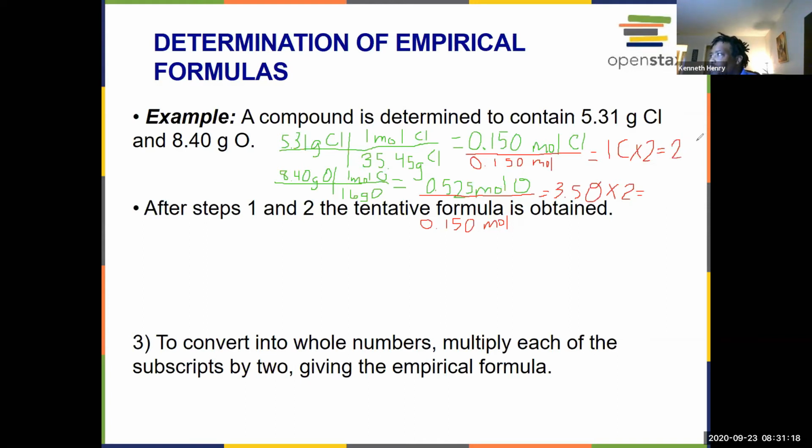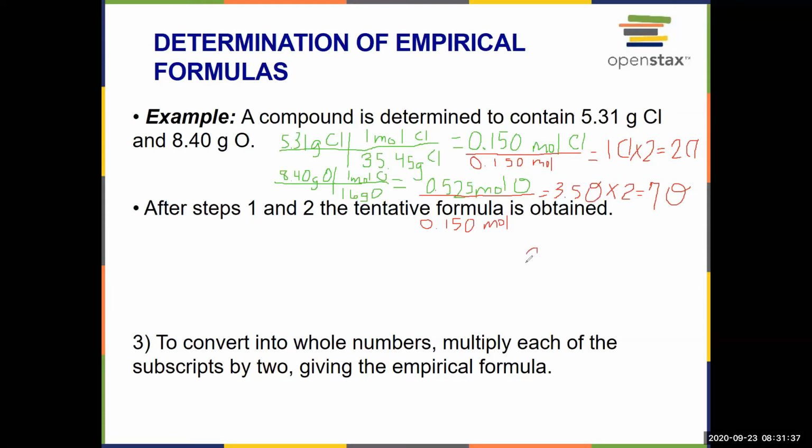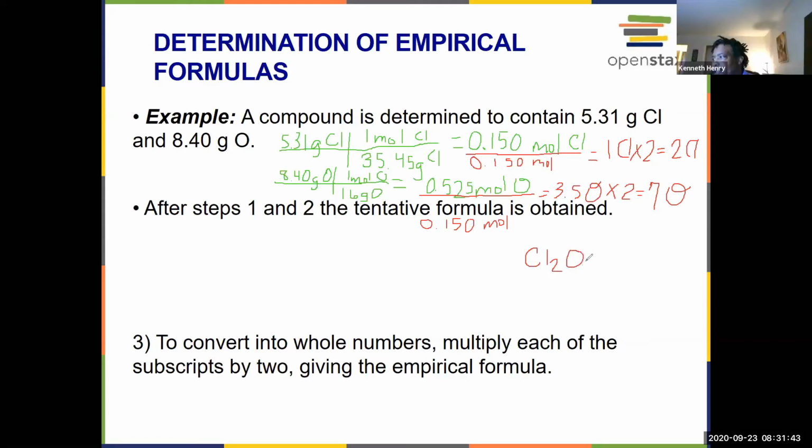So that means I have 2 Cl and I have 7 O. So my chemical formula is going to be Cl2O7. Piece of cake. Yep.